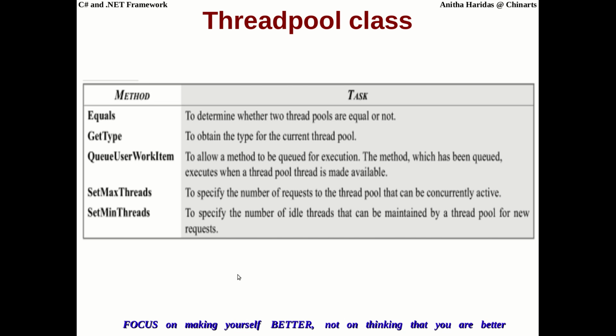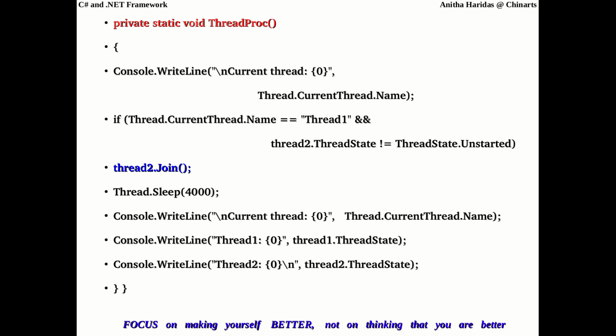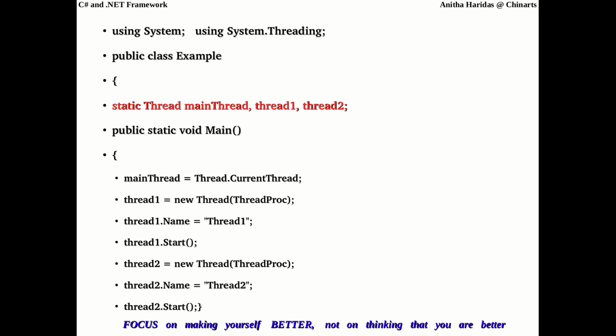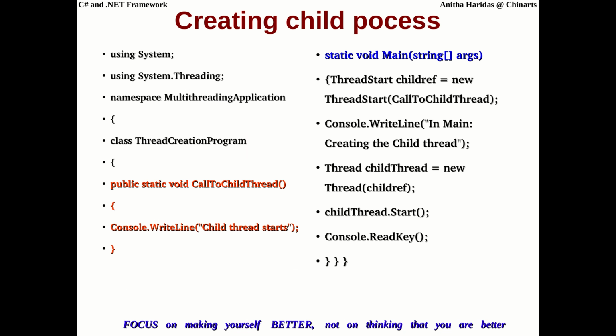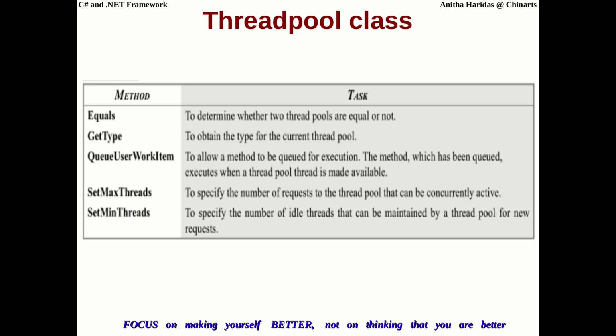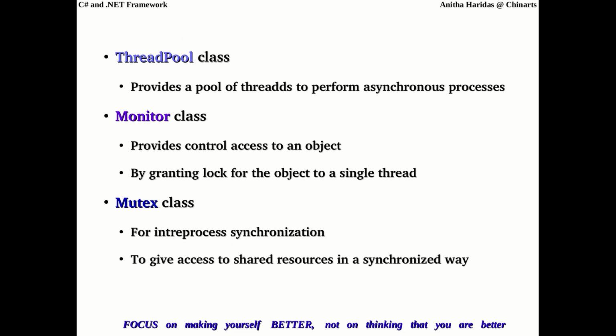So in our previous discussion, we have seen what is a thread, what is a multi-threading environment. Then we have seen how you create a thread, how you create child processes in a multi-threaded environment, and what are the other three classes that are used in the C# and .NET environment for handling or implementing multi-threaded programs.